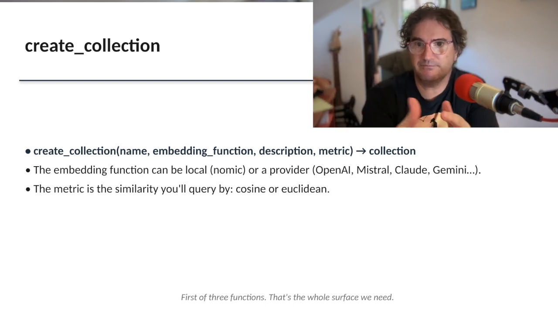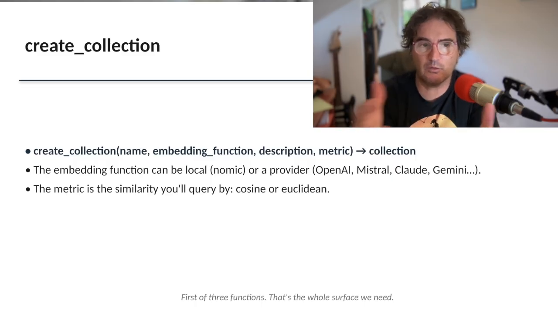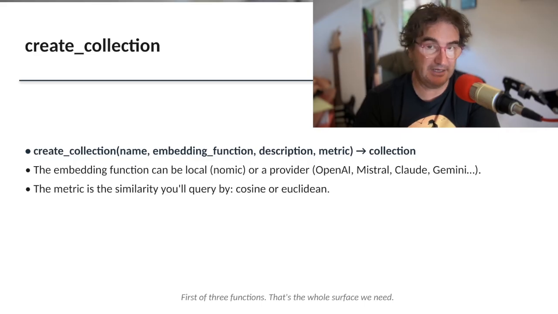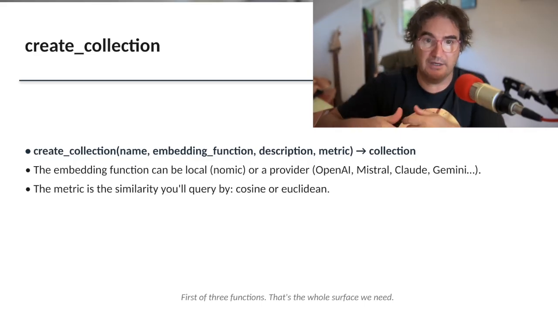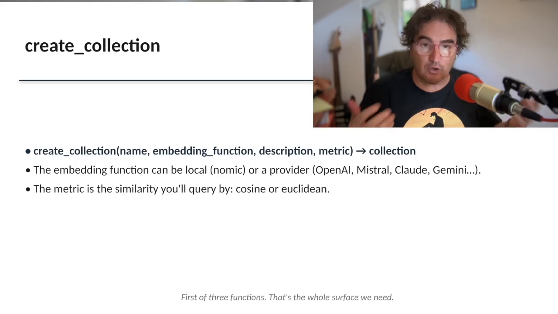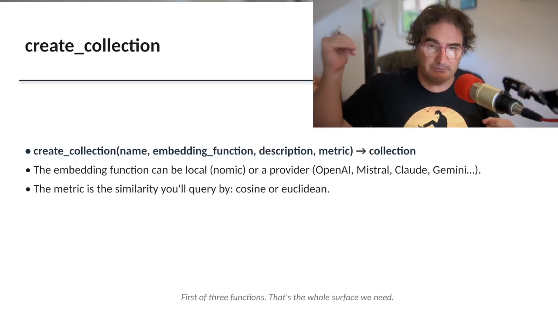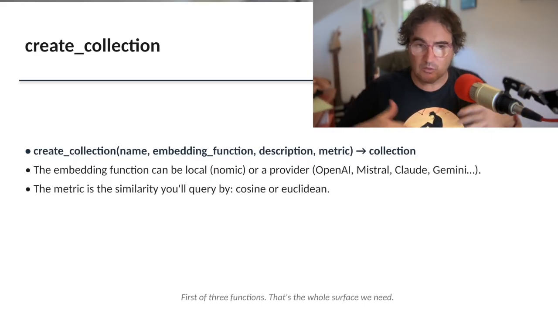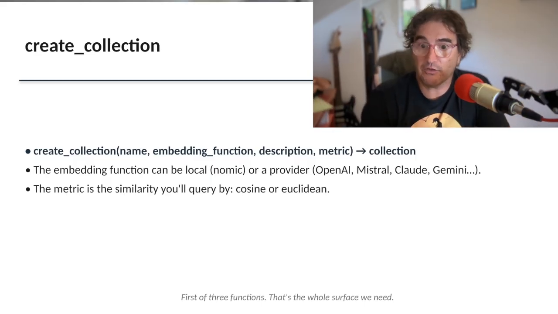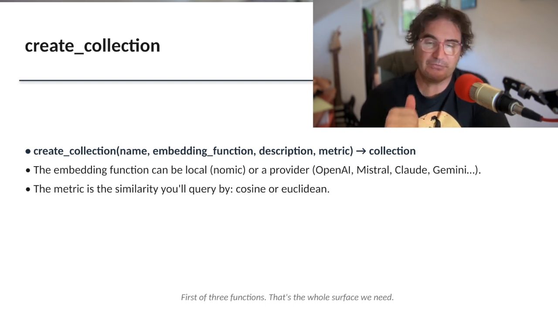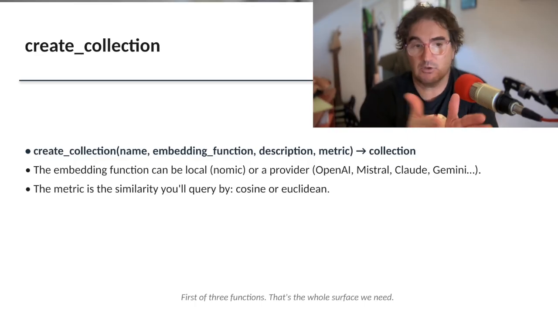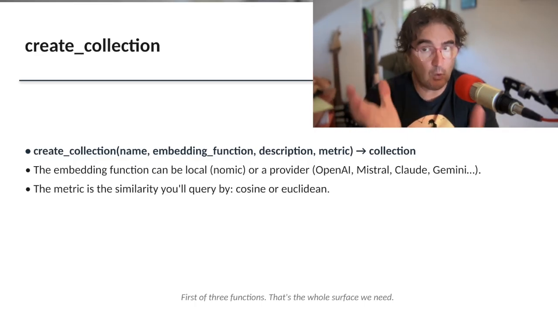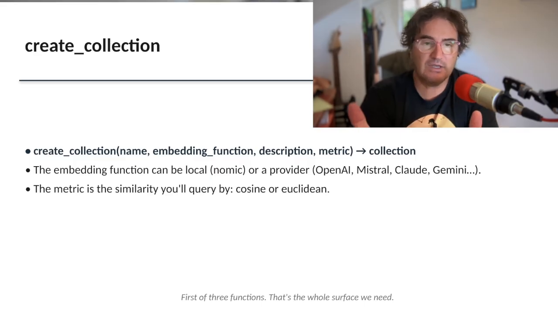So the simplest possible embeddings database manager will have the following functions. First, we have create collection, which needs to receive a name, an embedding function according to an LLM, which can be a local LLM like Nomic or OpenAI or Mistral or Claude or Gemini or whatever provider or open source model that provides embeddings. Then a description, why not? And then what is the metric that we're going to use? We saw cosine similarity, Euclidean distance. And now we have the collection.